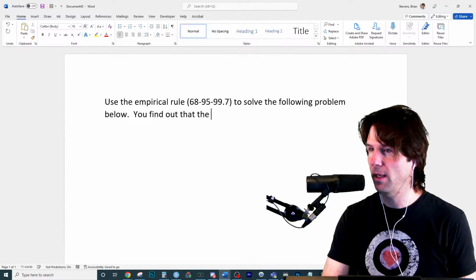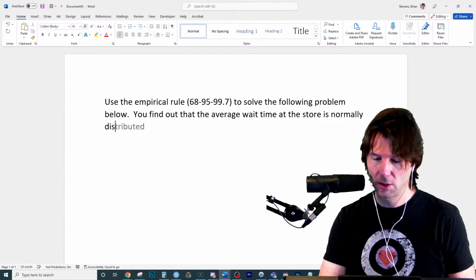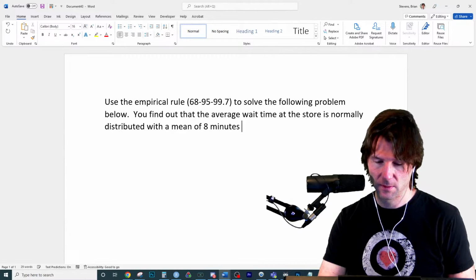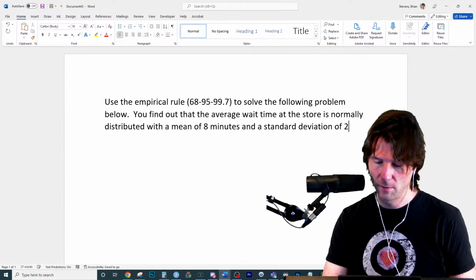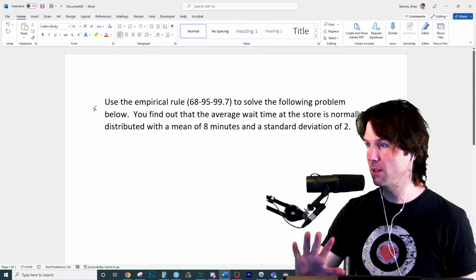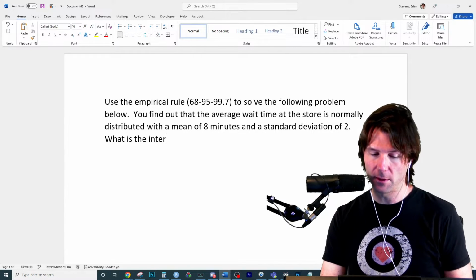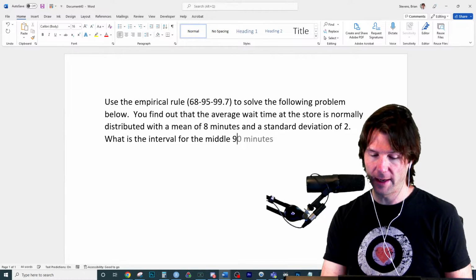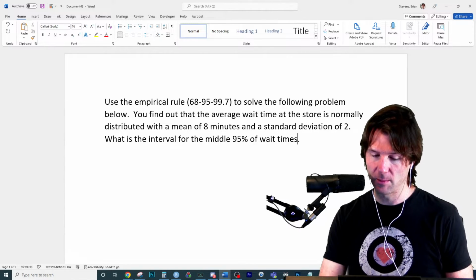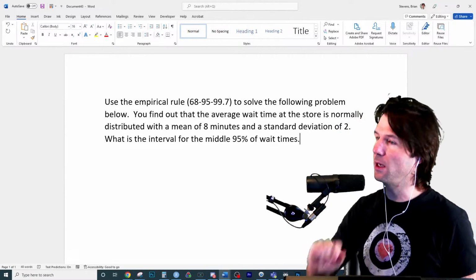You find out that the average wait time at the store is normally distributed with a mean of 8 minutes and a standard deviation of 2. Here we'll do an easy one to start. Ready? Easy. What is the interval for the middle 95% of wait times? How quick can you get this one? This should be an easier one right here.